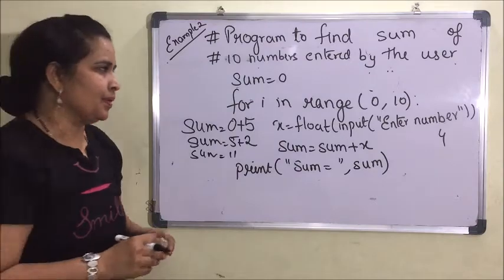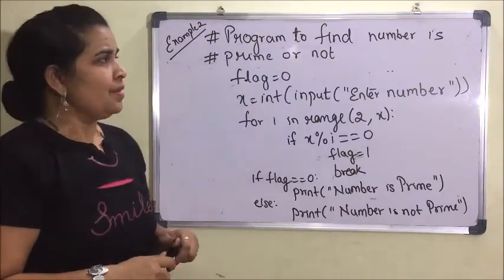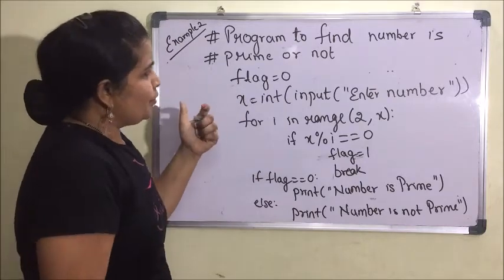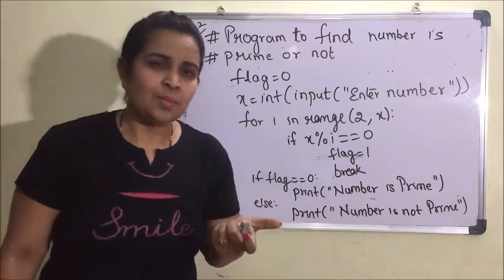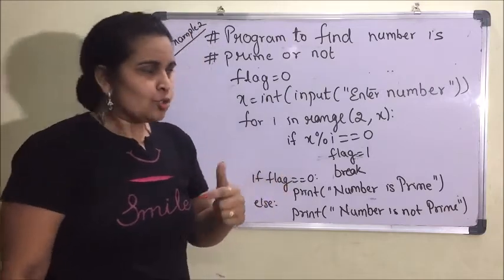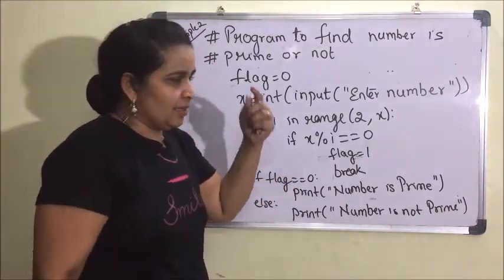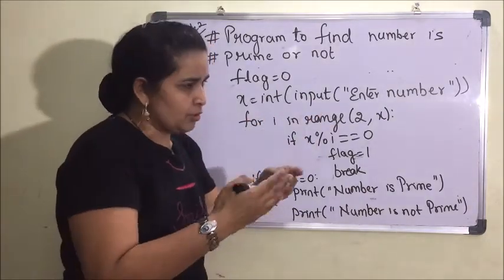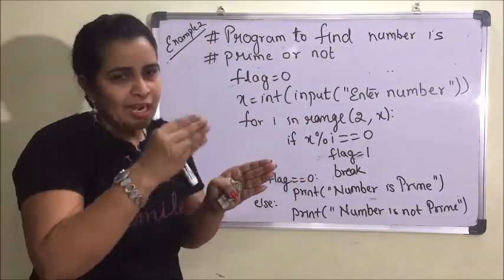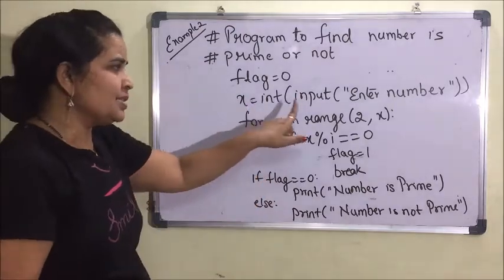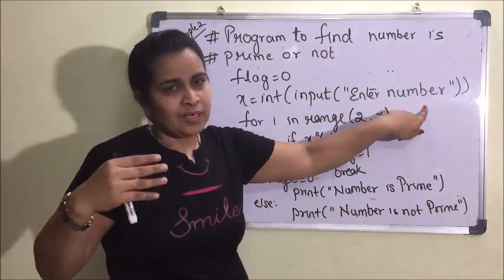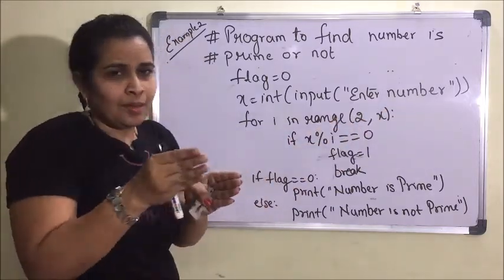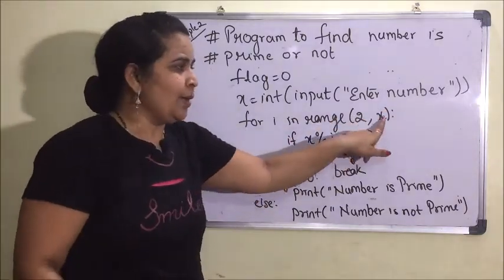Now the third example. So this is the third example, that is to find whether the number is prime or not. A prime number is a number which is divisible by itself or by 1. So that property of a number we can use in a for loop. What we can do is start dividing the number. The x is input, enter number, means x will contain the number. We will keep on dividing the number by all the numbers starting from 2 to x.